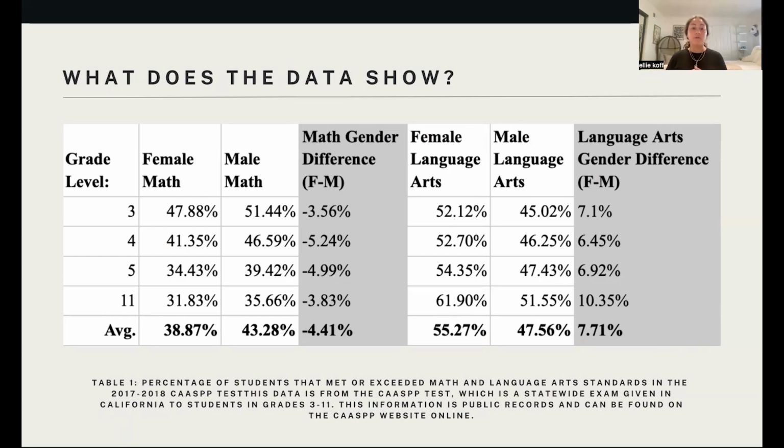And then again, we see this in math, where 43% of male students are passing, while only 38% of female students are meeting or passing these standards. So the data is really showing that male and female students are scoring differently in these certain courses and classes.